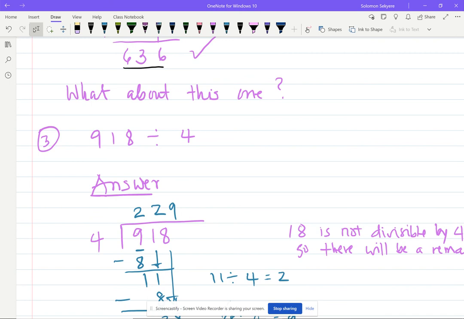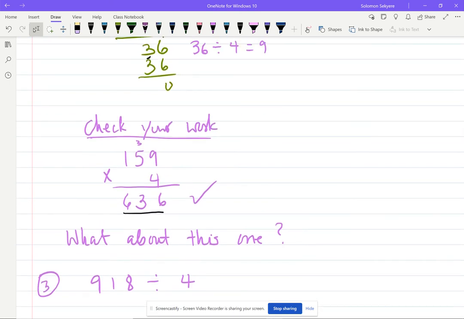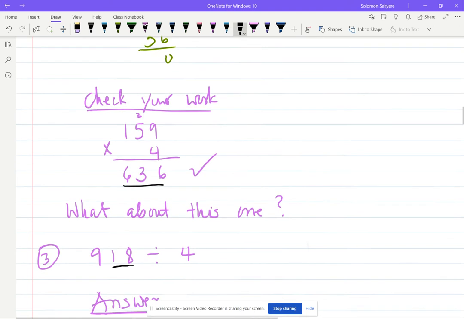All right, what about this one? 918 divided by 4. You try it first yourself. First of all, is there going to be a remainder? Use this to check. Can you divide 18 by 4 without a remainder? When you finish, continue the video. Let's go and check our work.